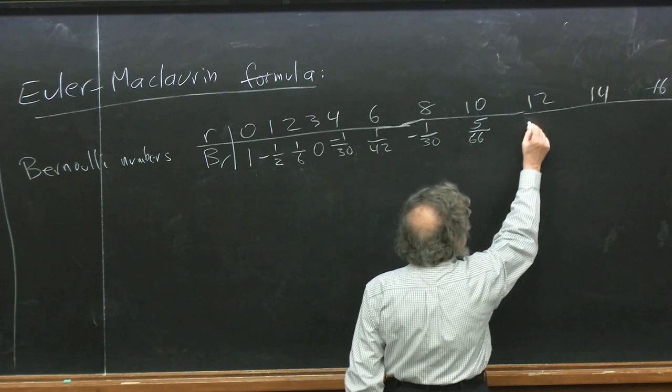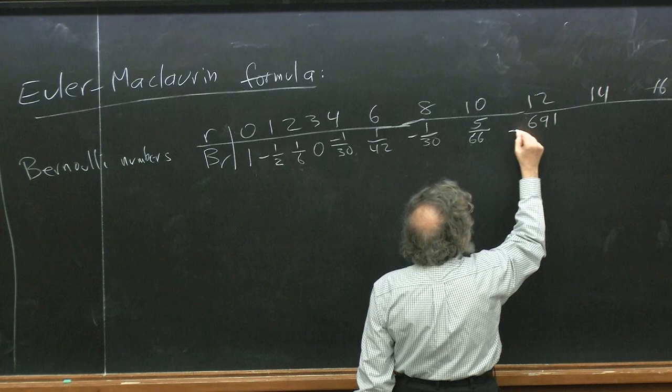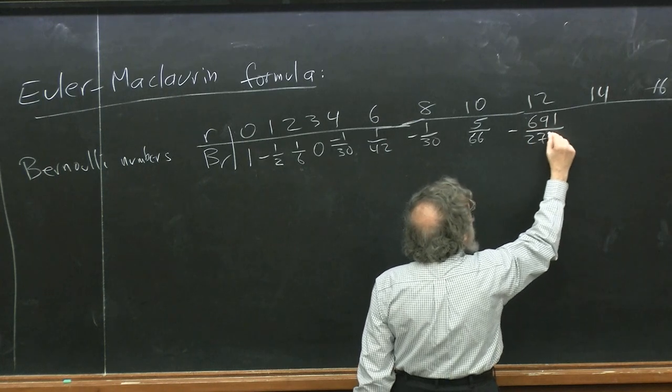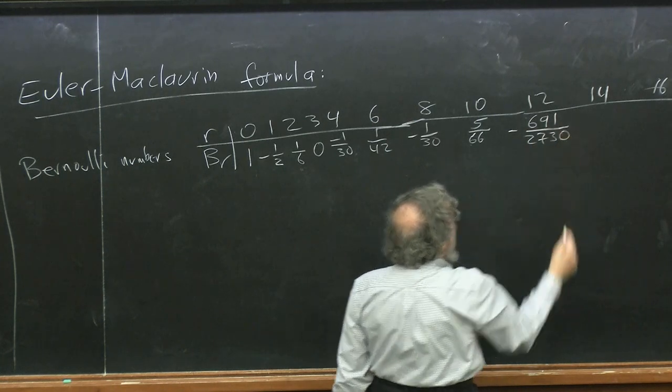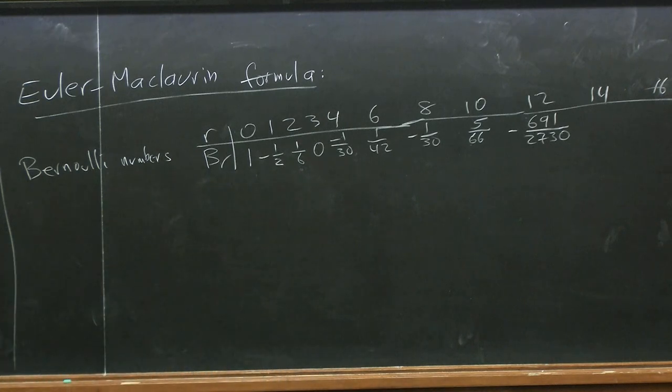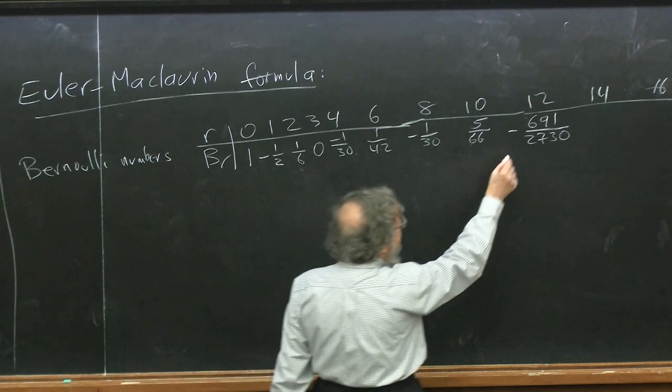Something changes at 12. So 12, well, it's negative because they should alternate, is 691 over 2730. Now, the numerator is prime. The denominator, on the other hand, is highly factored. It's 2 times 5 times 273, which is 3 times 91, which is 3 times 7 times 13. So you see that this is highly factored.